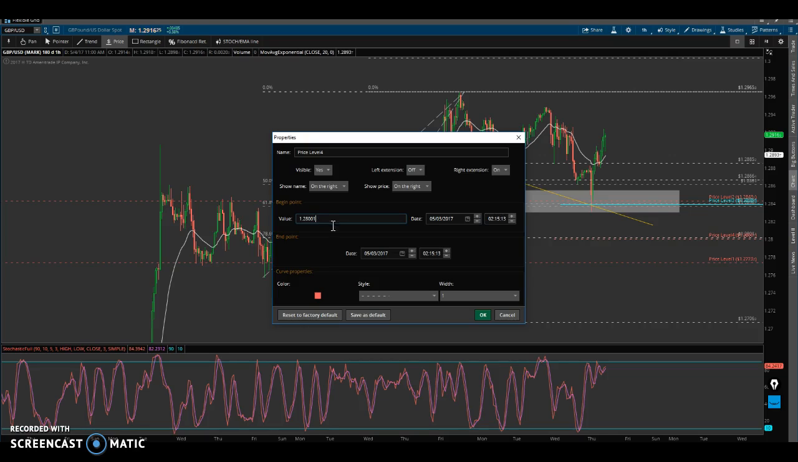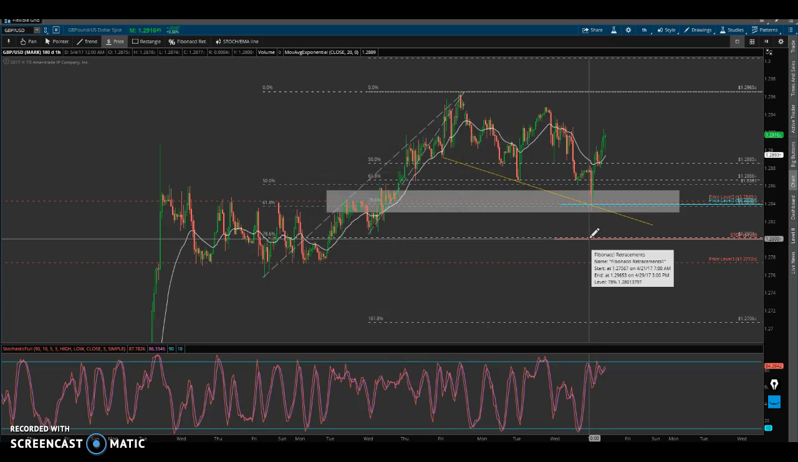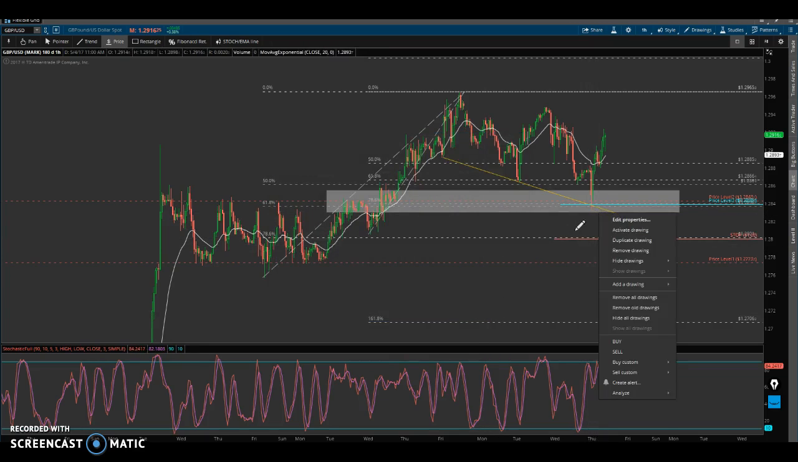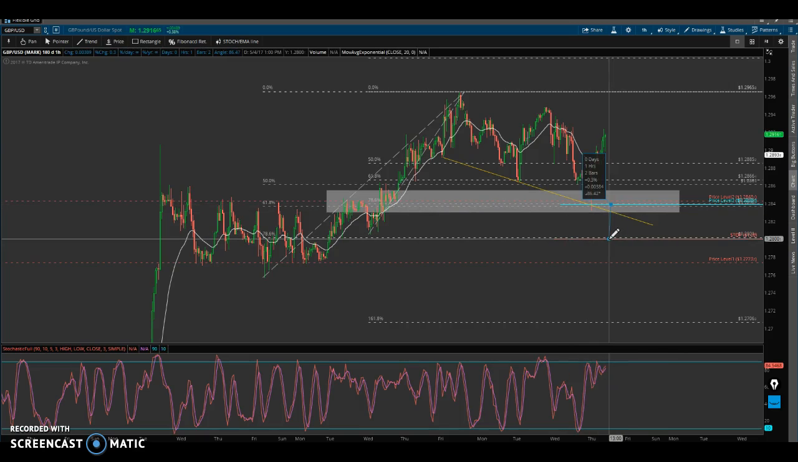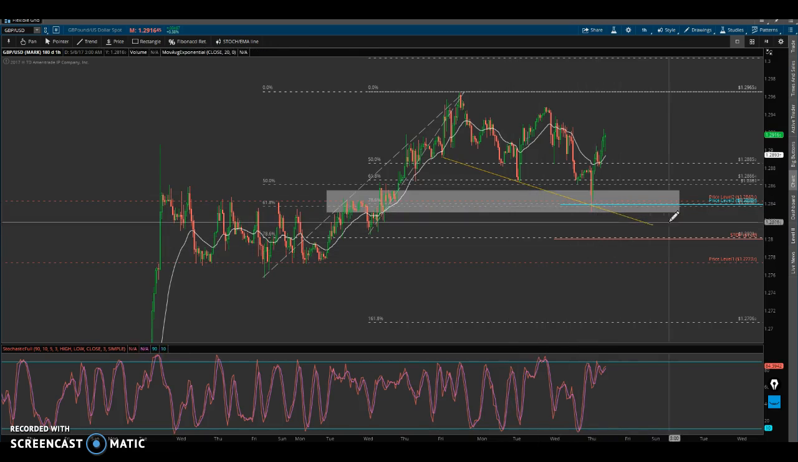Which was a little bit more than my usual, but not much. That was around a 38 pip stop, more or less 40 pips. So that was my initial stop.